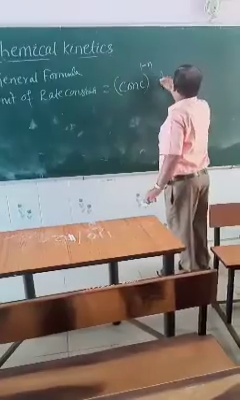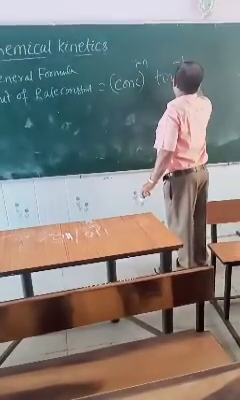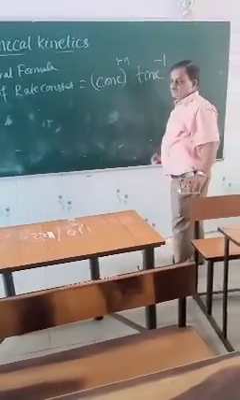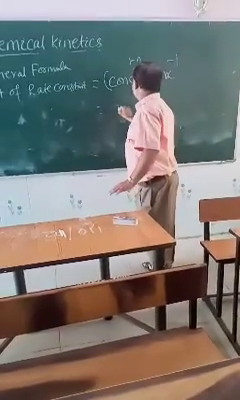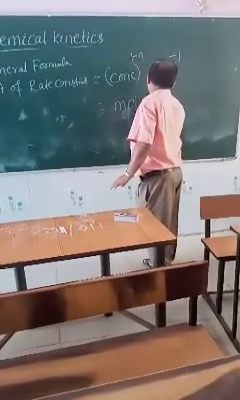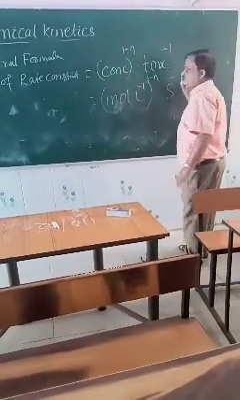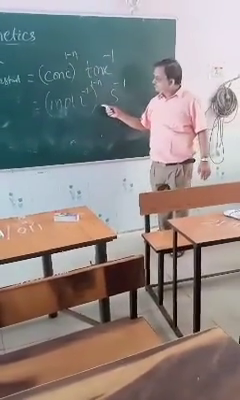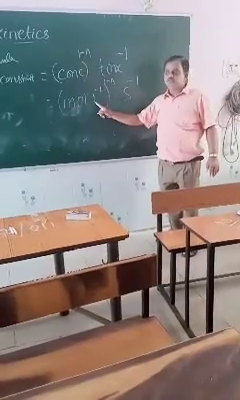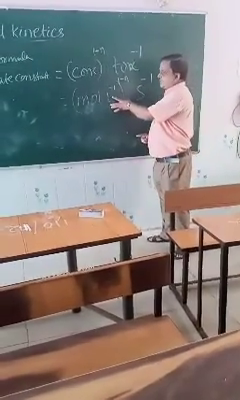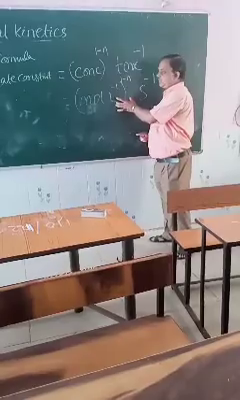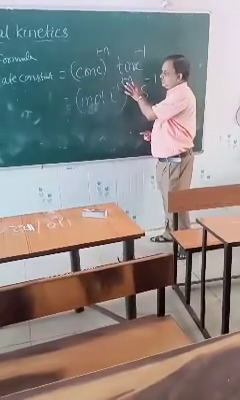Concentration to the power 1 minus n, time inverse. This is the general formula. Or mole per liter to the power 1 minus n, second inverse. So this is the general formula for the unit of rate constant k. By using this general formula, you can find out the unit of k by putting the value of n.